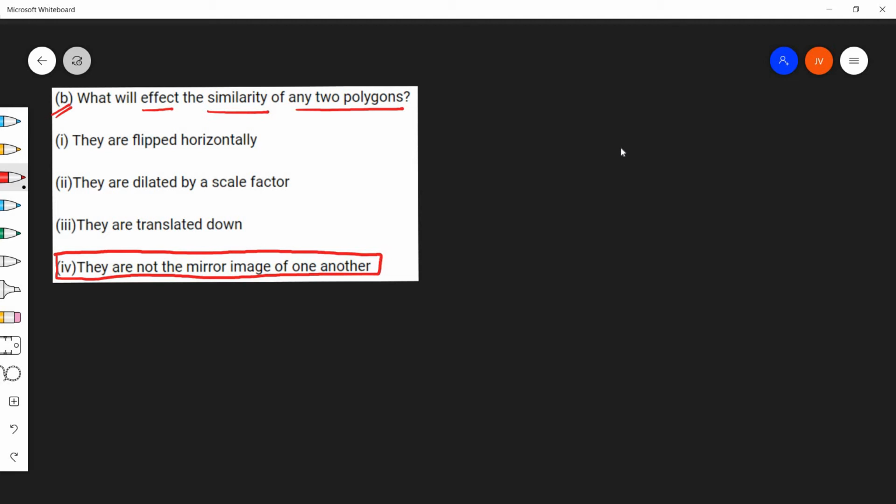If two polygons or two triangles are mirror images of one another, they can be congruent. All congruent figures can be similar, but similar figures need not be congruent. So they are not similar polygons. If they are mirror images, they are no more similar, they are congruent. So the last option is the correct answer.